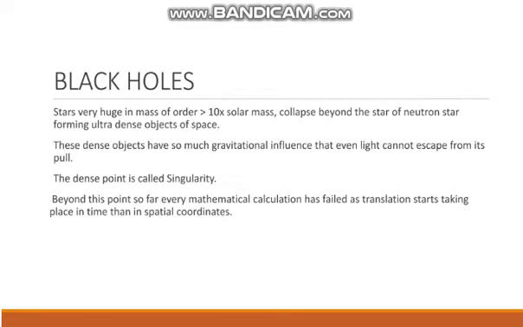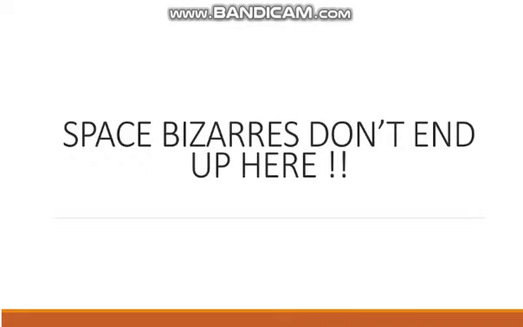Black holes. Stars very huge in mass collapse beyond the stage of a neutron star, forming an ultra dense object in space. This dense object has so much gravitational influence that even light cannot escape its pull. The densest point is called the singularity. Beyond this point, every mathematical calculation has so far failed. Space mysteries don't end here.